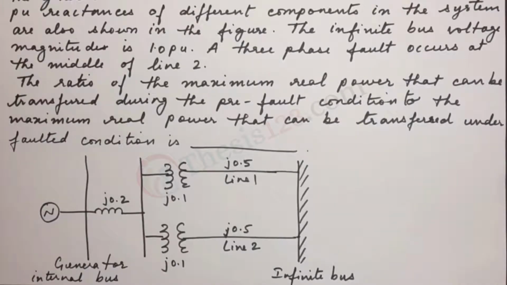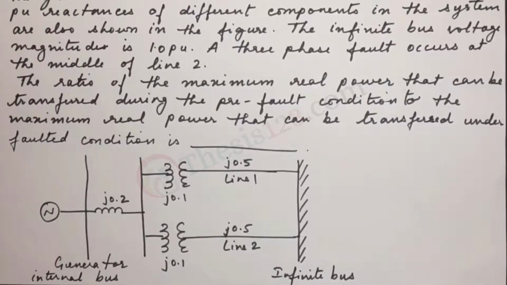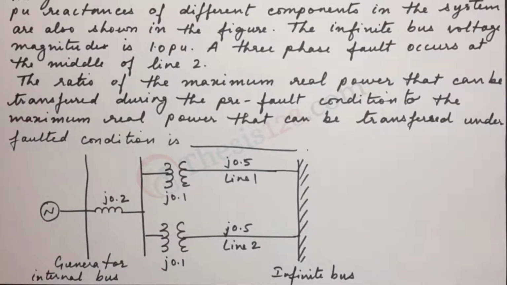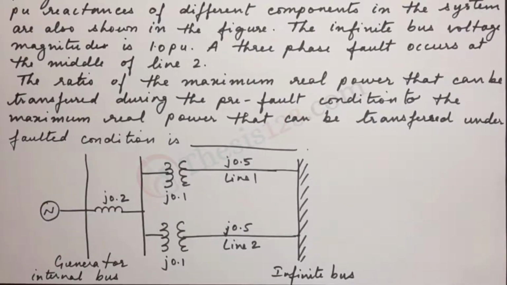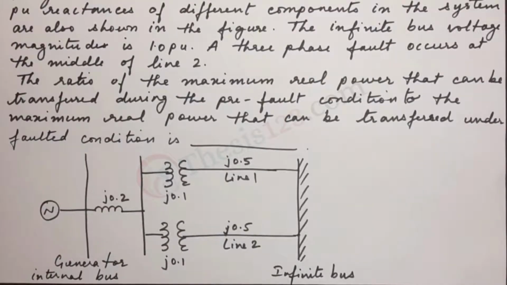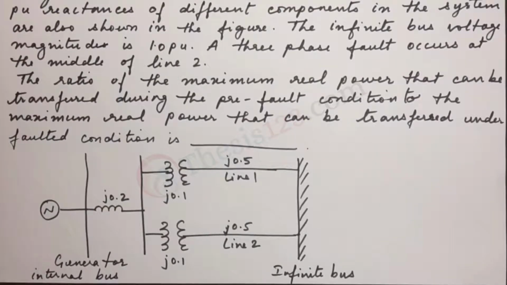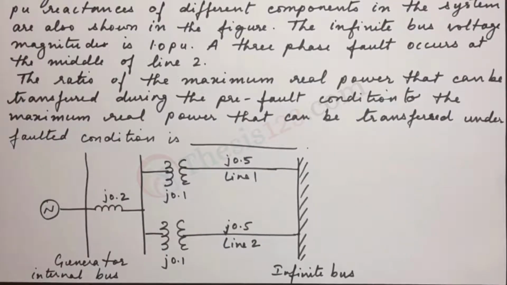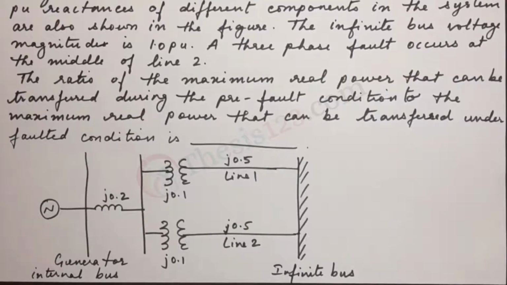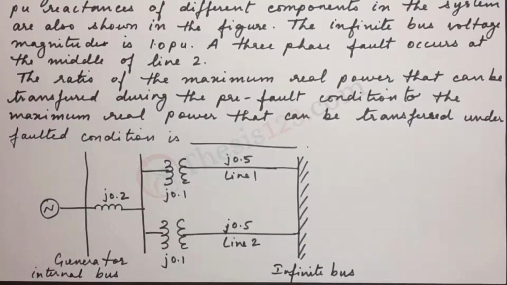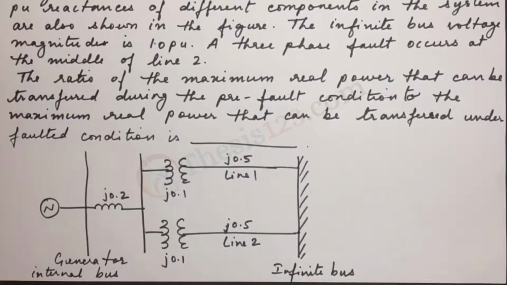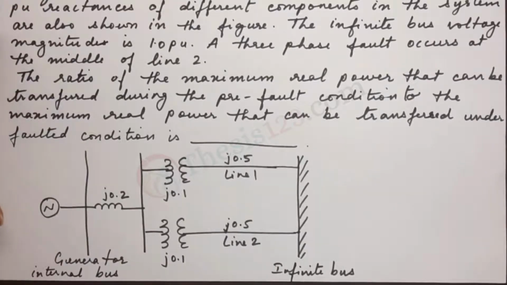The ratio of the maximum real power that can be transferred during the pre-fault condition to the maximum real power that can be transferred under fault condition is dash. So here it's not a multiple choice question, we have no options, so we will have to try our best and work it out as much as possible.